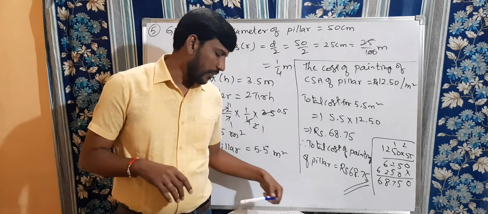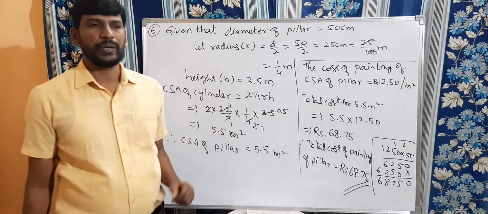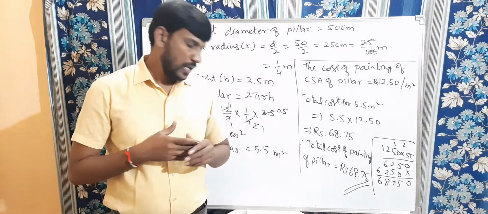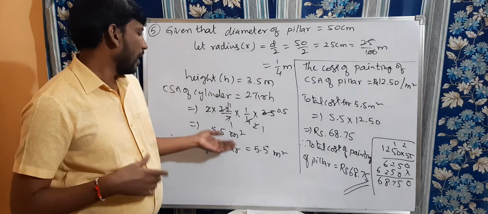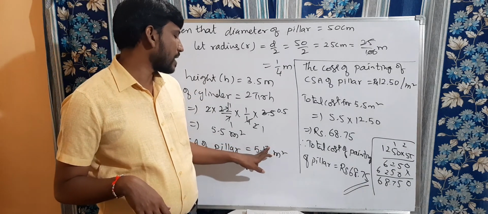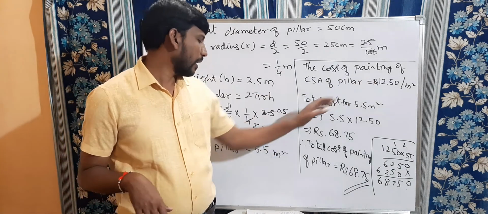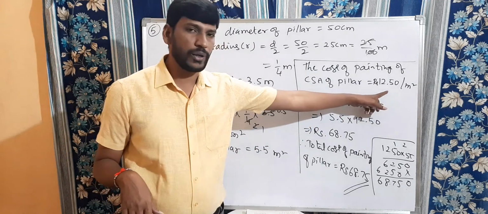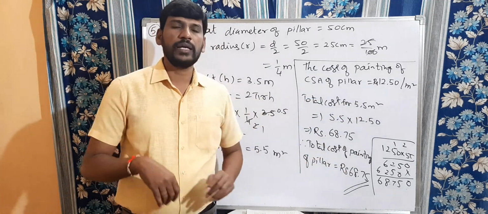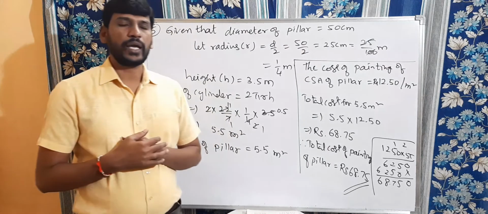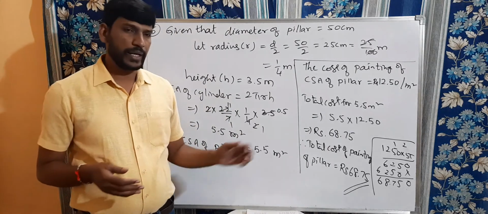Directly they are asking for the curved surface area of the pillar. A pillar is always in the form of a cylinder. So find the CSA and multiply with whatever the given cost per meter square. Multiply this area and this value, you will get the total cost of painting the pillar. Right. Clear, my dears? Please copy this.